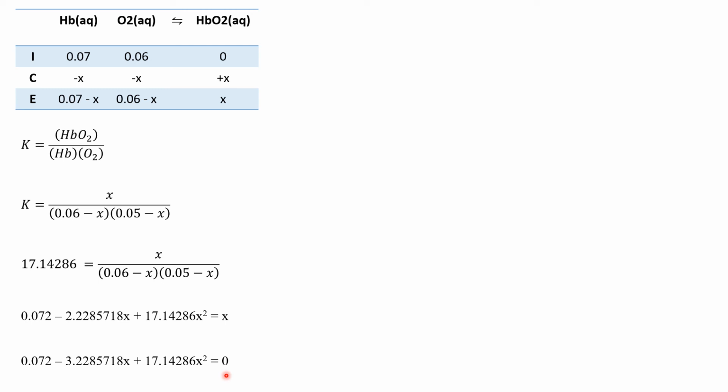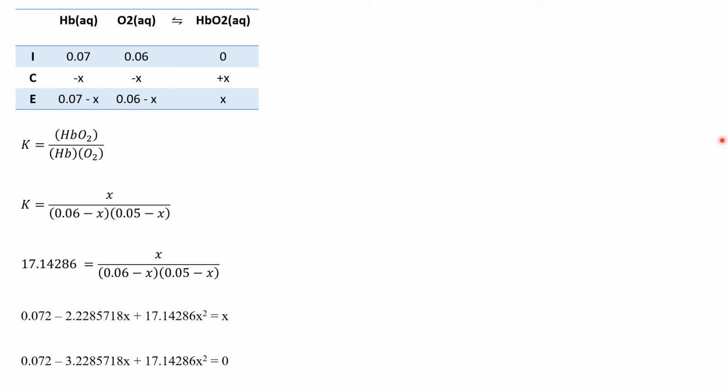Now, this equation doesn't lead us straight to the X value. We need to use the quadratic formula to find the value of X. I invite you to pause the video, solve for X, and come back when you're finished.